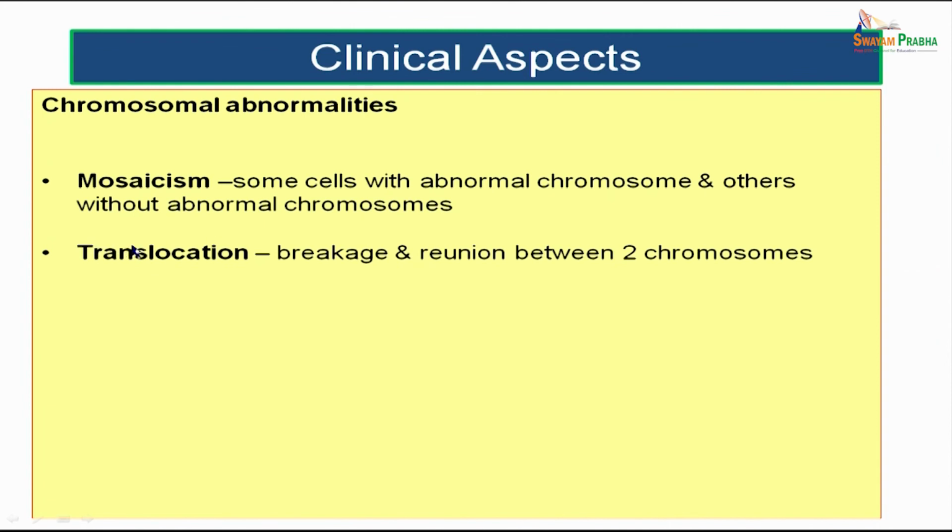Now, other sets of chromosomal anomalies are mosaicism and translocation. So, what do you mean by mosaicism? Mosaicism is a condition where some of the cells will be abnormal and some cells will be normal. That is, if you take a group of cells from the same body, one group of cells will have some alterations in the chromosome pattern, whereas the other cells will remain normal. That is known as mosaicism. And translocation, the word meaning is there will be some breakage of the chromosome and there will be reunion of the same. That condition is known as translocation.